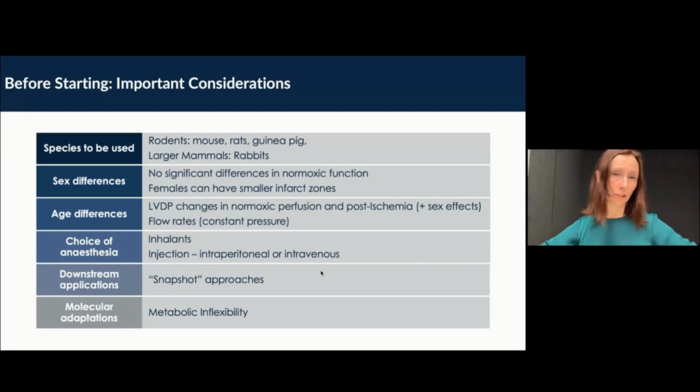What about age? Age can obviously make a difference. And this is something that we're going to see with our left ventricular developed pressure. And that's going to happen both in normoxic or continuous perfusion modes and also post-ischemia. And age differences can also have an impact on flow rates. So we always want to make sure we have our studies age matched.